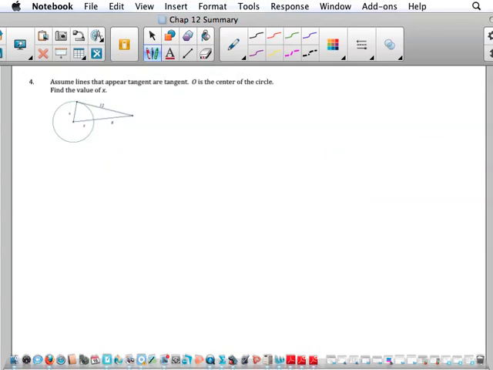Number 4, this is just like number 2, except now the length of this longest leg, the hypotenuse, is a binomial. Remember, it says assume lines that appear to be tangent are tangent. So therefore, this is the hypotenuse. This length right here is x plus 8, the sum of those values. So now I have x squared plus 12 squared equals x plus 8 squared.